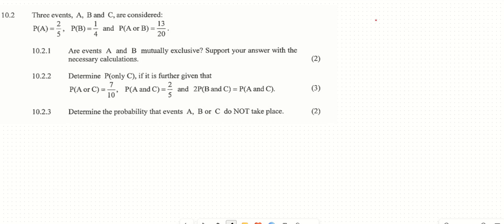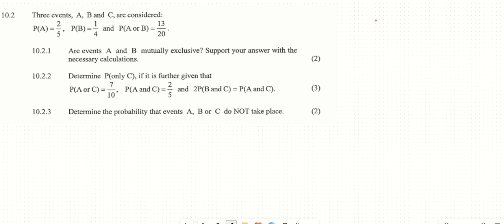Okay, good evening. Let's look at this question 20.2. Three events A, B, and C are considered. Probability of A is 2 over 5. Probability of A or B is 13 over 20. Now, these are the probabilities.